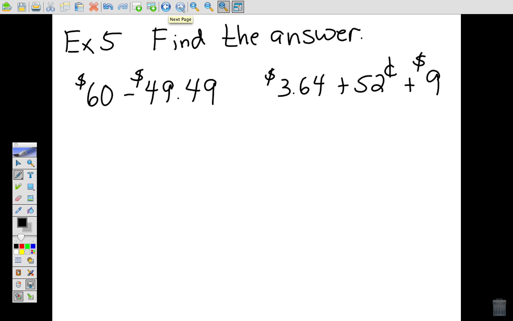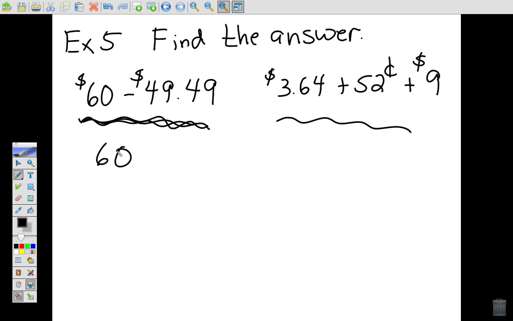All right, example 5. Now there's actually two examples on this one, and these are calculator ones. You can use your calculator on these. So you have this example and you have this example. The thing I want to show here is this one's pretty straightforward. I mean, you just punch in 60 on your calculator, and then you'd add 49.49 to get your answer in dollars. Okay? So I'm not going to finish that one out because you can do that.